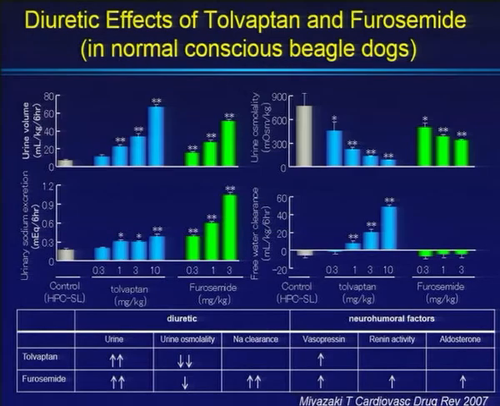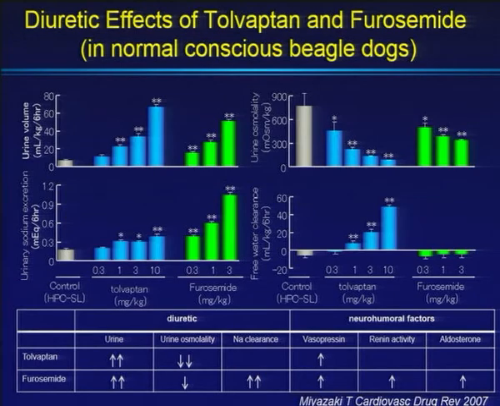And looking at normal conscious beagle dogs, this shows the urine volume. Urine volume dose-dependently increases. This is furosemide. Furosemide also shows a dose-dependent increase. And this is the urinary sodium excretion. But Tolvaptan does not increase sodium excretion, whereas furosemide increases it dose-dependently. This is a clear difference from furosemide.